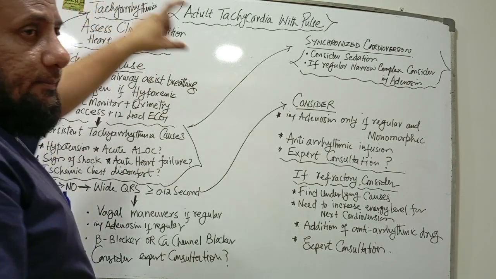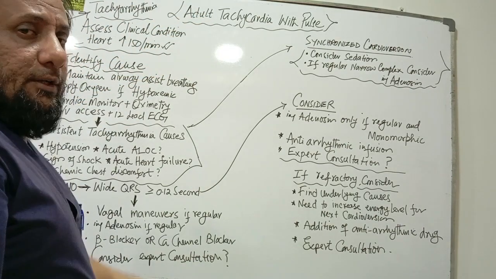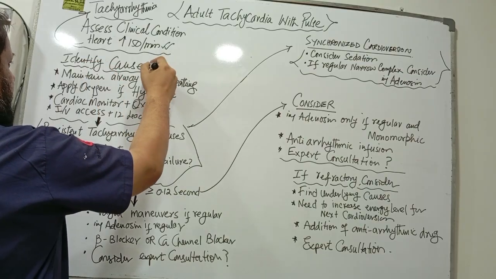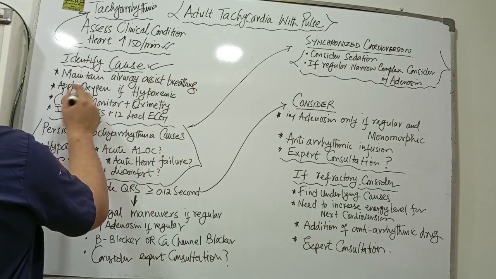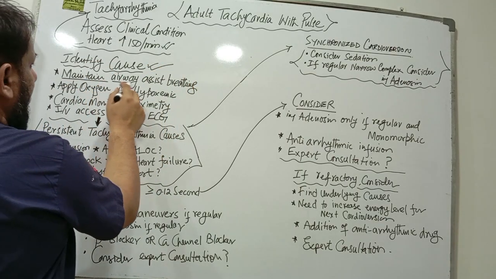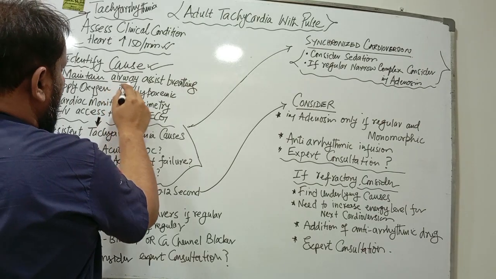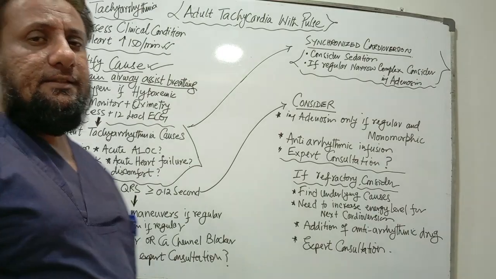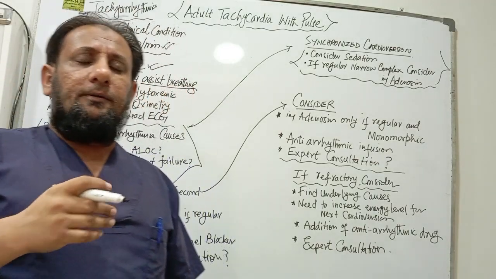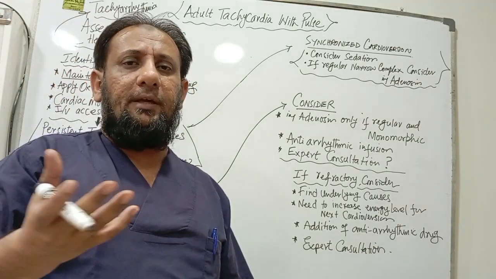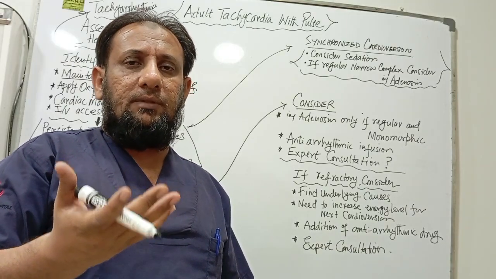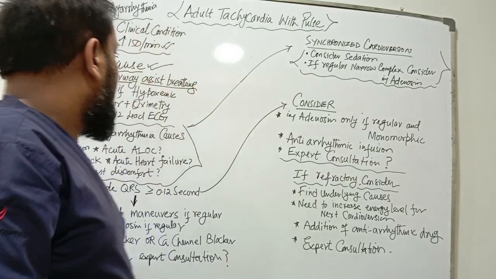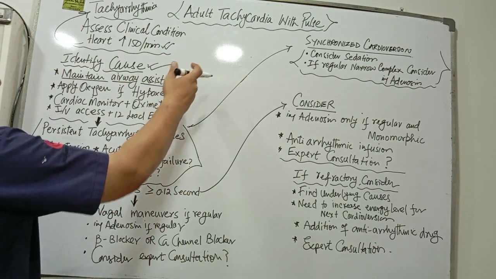In tachyarrhythmia, what will we do first? Identify and check the patient. Maintain the airway of the patient and assess the breathing. If the patient's airway is not comfortable, we will manage the airway. Maybe you will pass an endotracheal tube, advanced airway, capnography, and assess the breathing first.